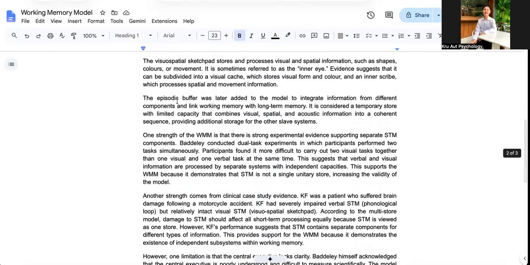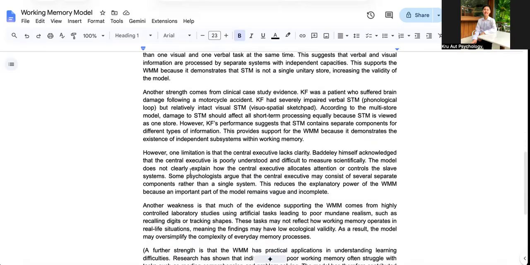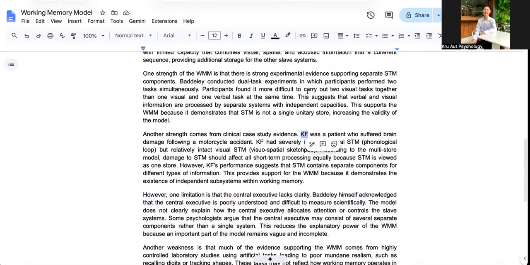So that's how we go about evaluating the research first. Not research full stop and that's it, the research first. And then we need to link back to the topic, the theory, the model, or the explanation. That's an easy way to go about evaluating the weakness. If you can remember weaknesses of the specific topic, it would be more specific to working memory, such as how the central executive lacks clarity. So I just gave an example of KF lacking generalizability.